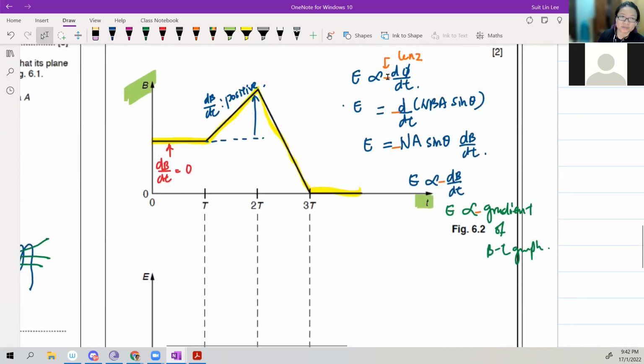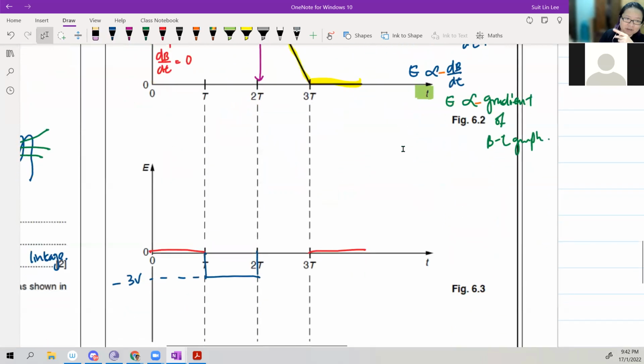Okay. Let's look at the second portion here. From 2t to 3t, it decreases. So your dB/dt is negative. And what happens when things decrease? I panic and want to increase it back. So the direction of the current will flip. The direction of the induced EMF will flip. And because the change is faster, this is double. So if down there is 3, then up here you draw 6. Right?